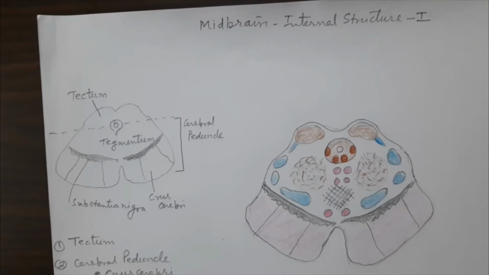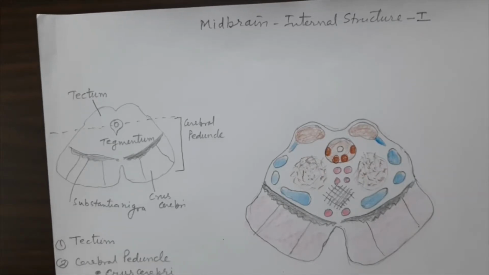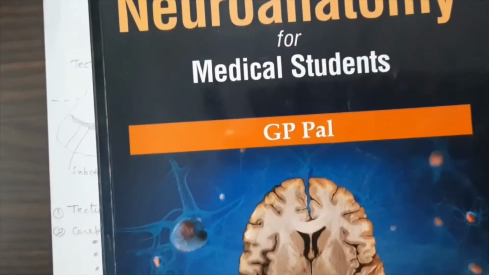The midbrain is a very short part of the brain stem, about 2 centimeters long. Above, it is continuous with the cerebrum, and below, it is continuous with the pons. The ventral aspect of the midbrain shows the cerebral peduncles, the 2 cerebral peduncles. Let me show you the external features very quickly with the help of the book.